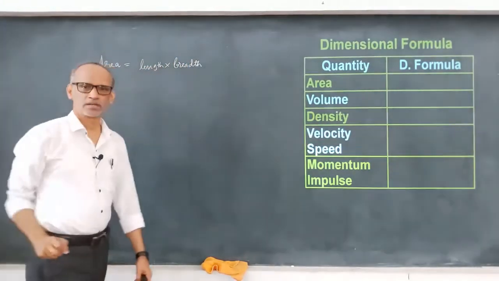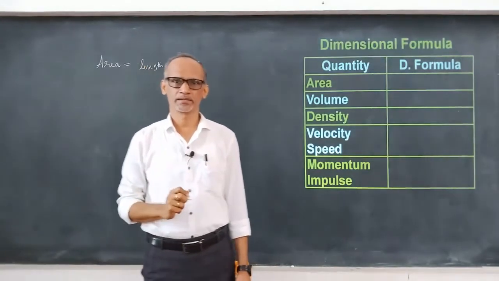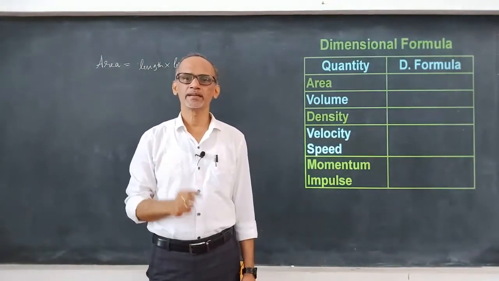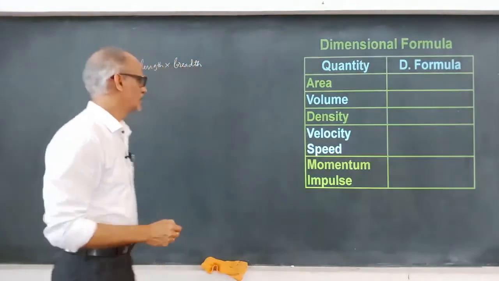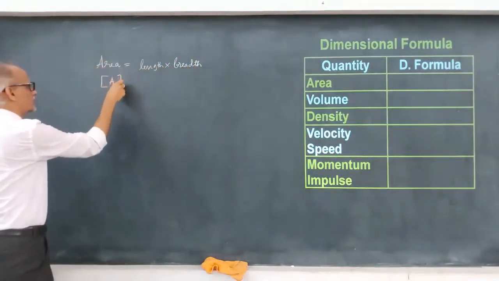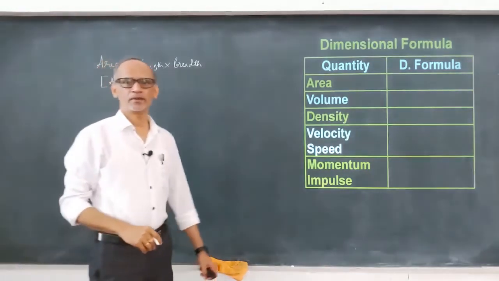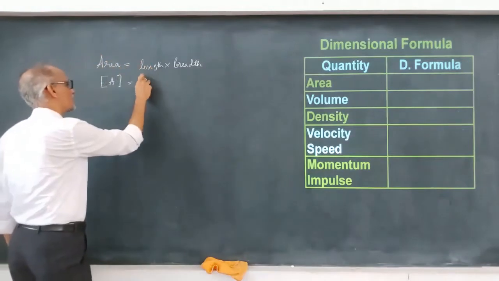Okay. So I've written just the expression for it, basically, correct? Now let's write this in terms of the dimensional formula. I'm going to write the symbol for area as A, so that you'll come to know that this is the dimensional formula of the area. Now tell me, for length, what is the dimensional formula? It's L.